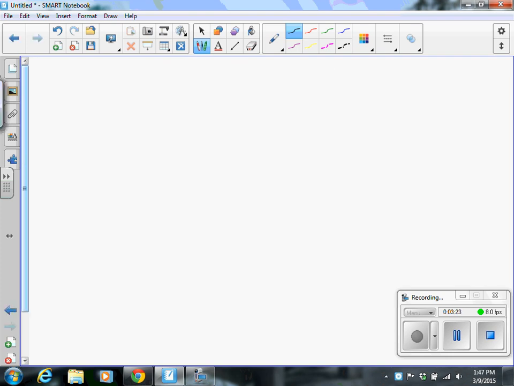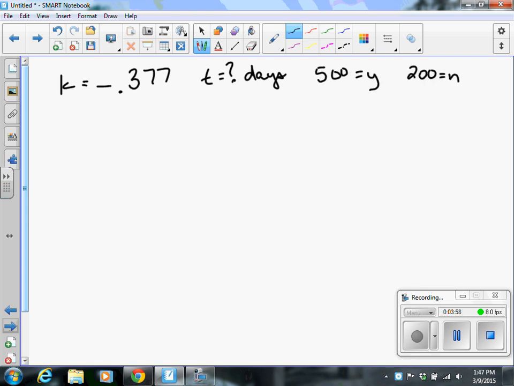So for instance, let's say that k is negative 0.377. t is what we're trying to find. This is going to be in days. 500 is going to be the final amount. 200 is my initial amount.